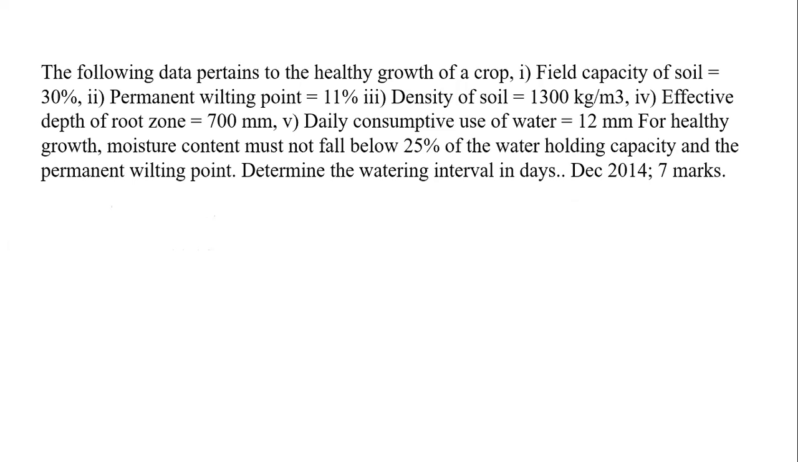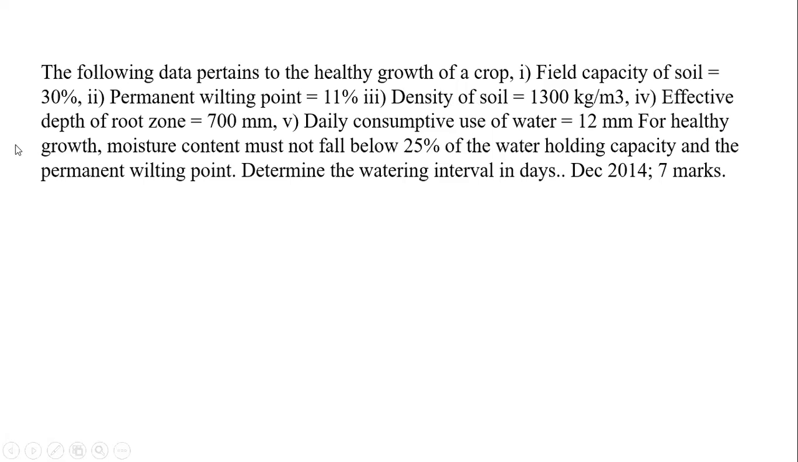Now this is the next one. Please note it down immediately; it was asked in December 14 for 7 marks in the Solapur University examination. The following data pertains to the healthy growth of a crop, which includes field capacity of the soil as 30%, permanent wilting point 11%, density of the soil 1300 kg per meter cube. Here the unit is kg per meter cube, so we will be required to consider the density of the water in the same units.